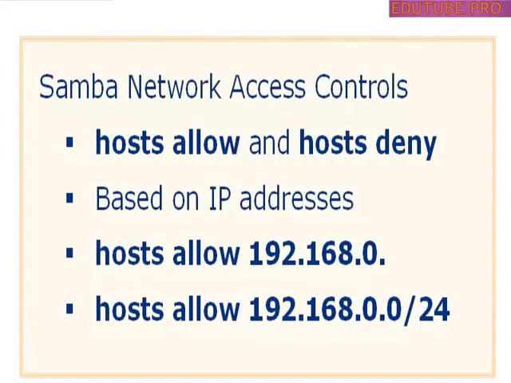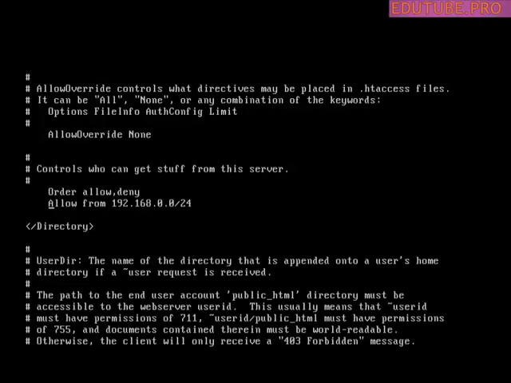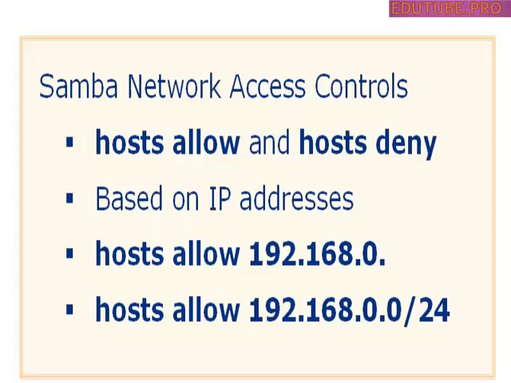Next, there are Samba services. They're configured in the etc/samba/smb.conf configuration file. Access to Samba services is limited by hosts allow and hosts deny directives. And Samba configuration limits network access based on IP addresses. Two examples are shown here.